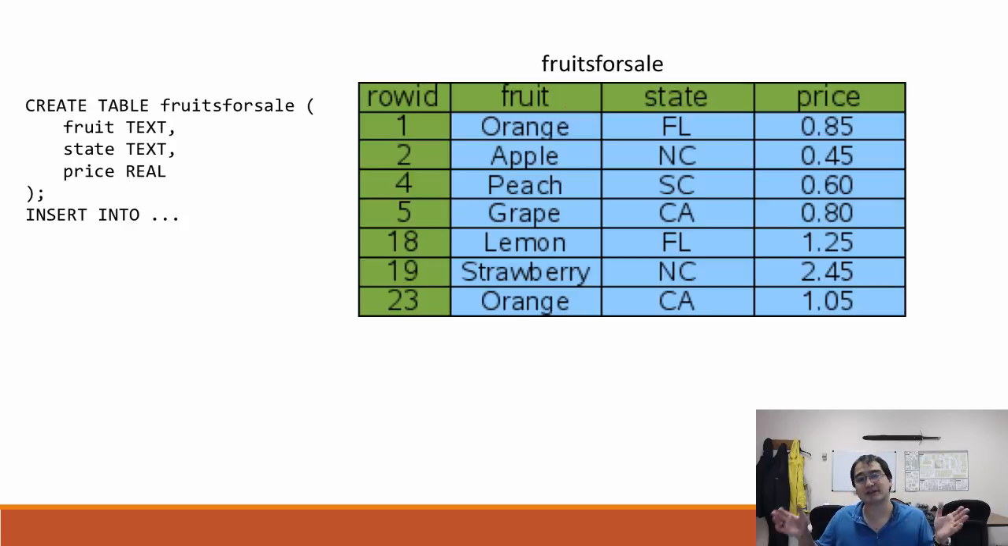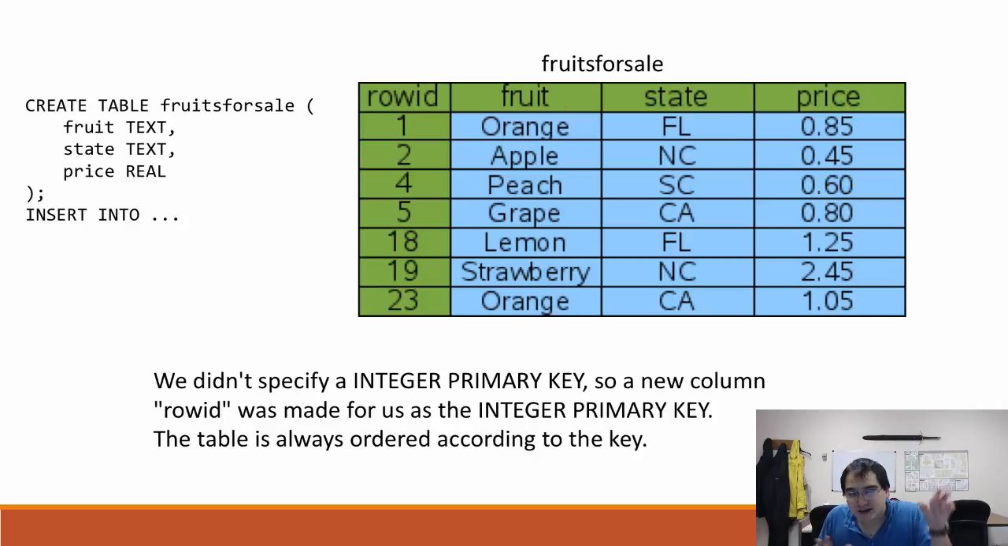And so then I used a bunch of insert entries to fill the data here. And so once again, what is that 4th column, that row ID column? It's because we didn't specify an integer primary key. It made this row ID column for me. Tables are always sorted according to their integer primary key.